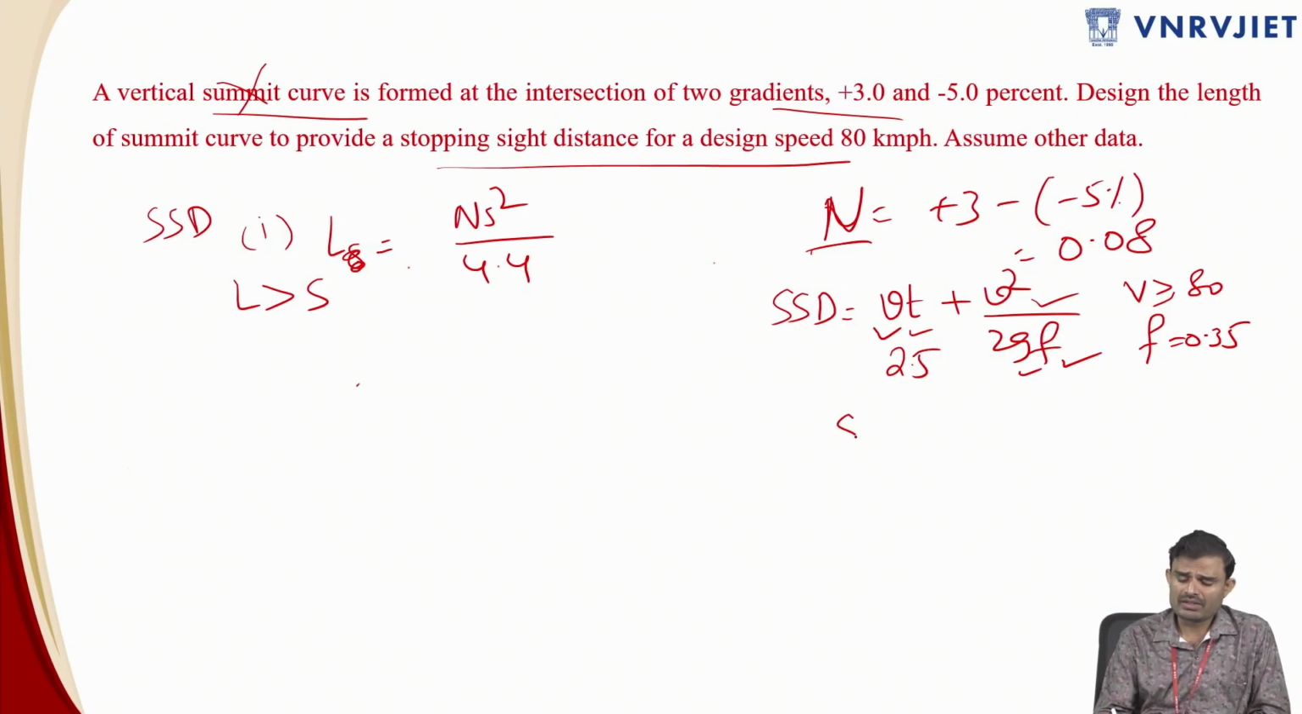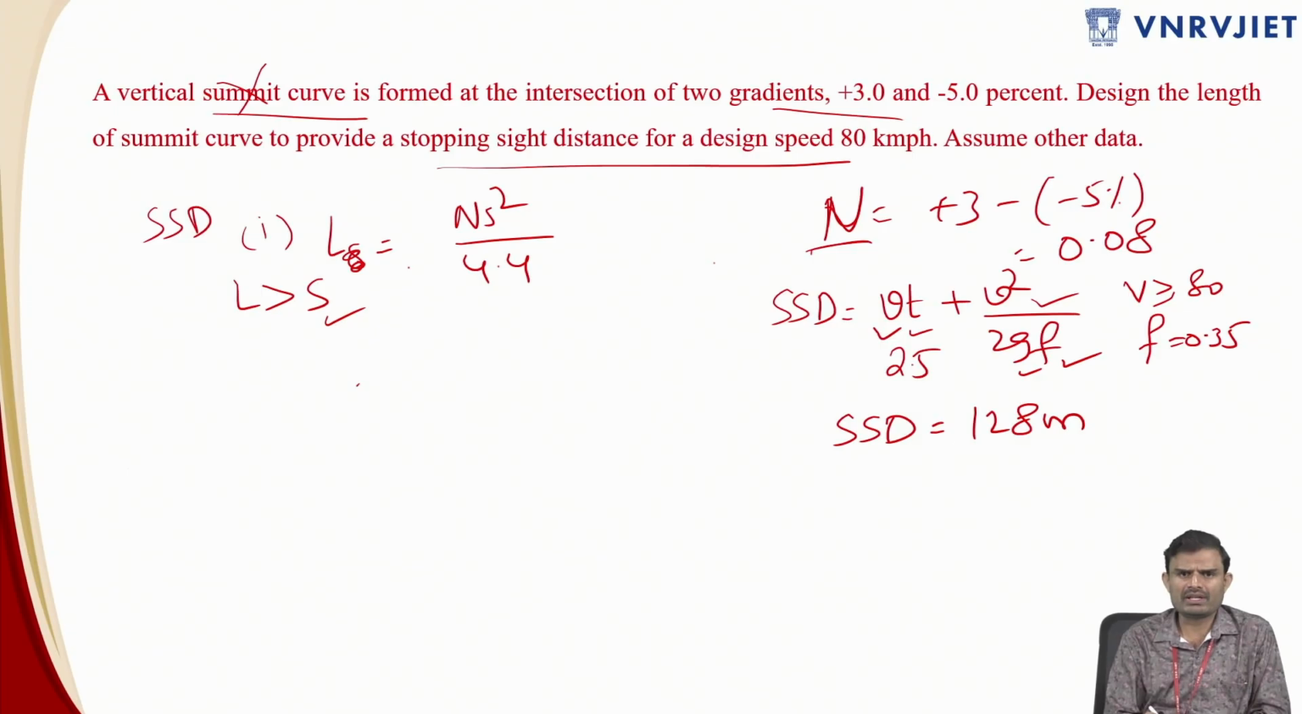So similar like that, you calculate what is the stopping sight distance required in this condition. It will be 128 meters. This is a value which you will be getting over here. So now you know that what is the stopping sight distance. Now assume that we don't know what is the length of the vertical curve, but it is a summit curve. So then you have to assume that any case, whether it is L greater than S or L less than S.